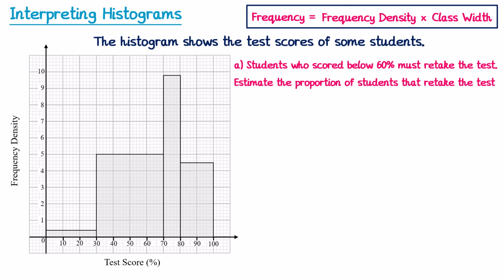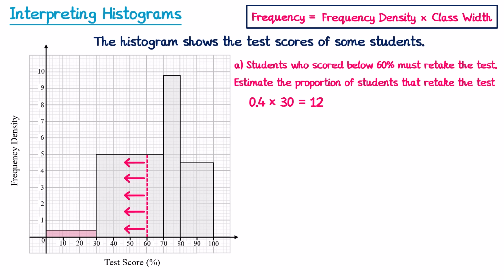So anyone scoring below 60% must retake. So if we go to 60% on the bottom axis and draw a line up, everybody to the left of this line is going to retake, and everyone on the right will be okay. So we're going to use the formula at the top to work out all of the frequencies. Let's look at this first bar here. The frequency density is 0.4, and the width of the bar is 30, so 0.4 times 30 gives you 12. So there's 12 people in that first bar.